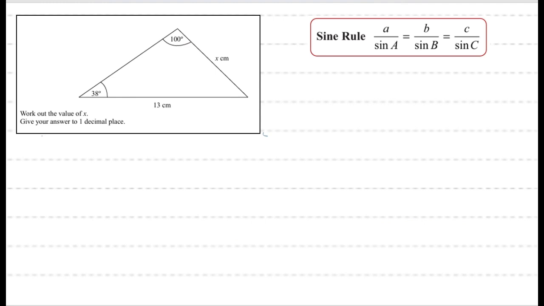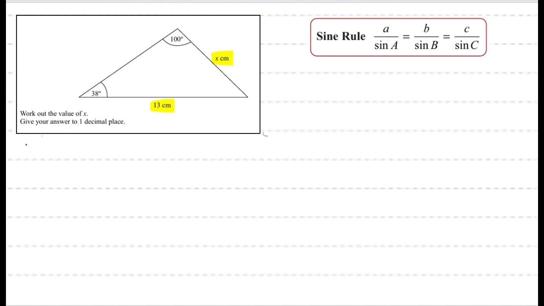An exam question. Work out the value of x, give your answer to one decimal place. The question that we always ask ourselves is, can we use the sine rule? Here we have two sides, and for each side we have its opposite angle. Therefore, the answer is yes, we can use the sine rule.